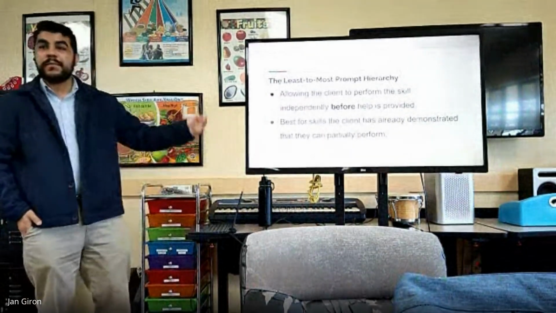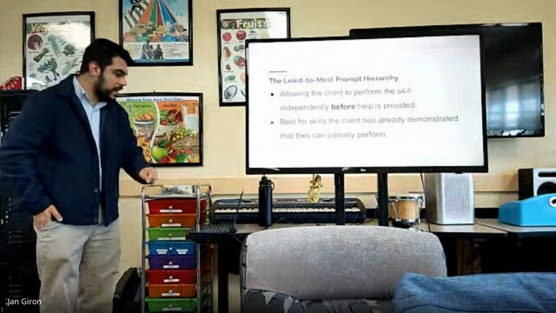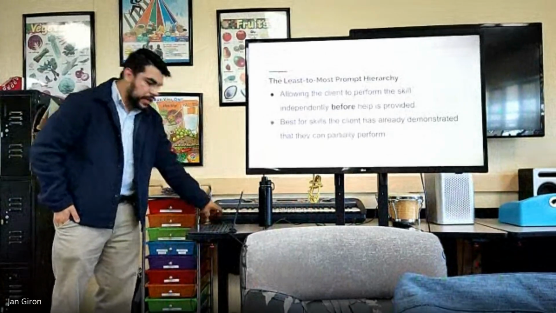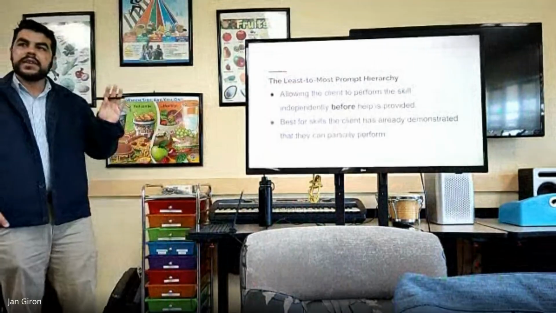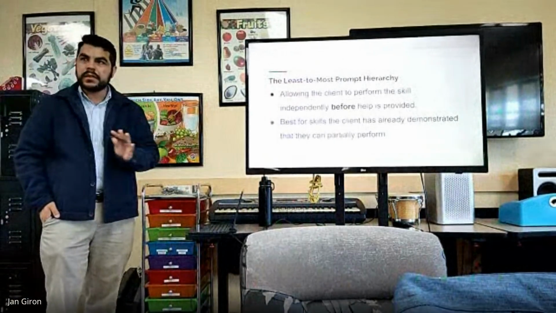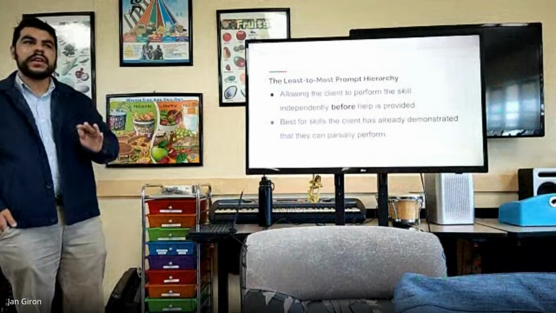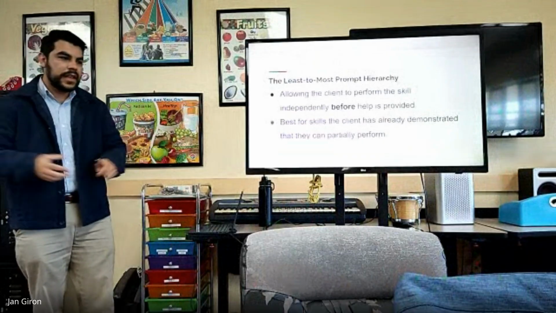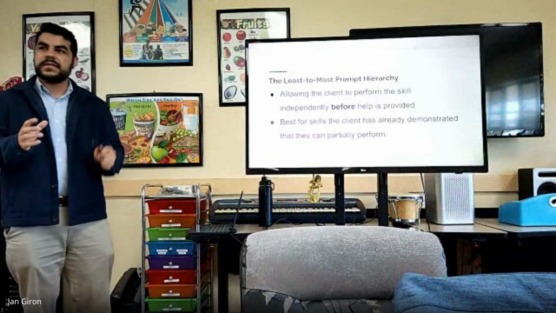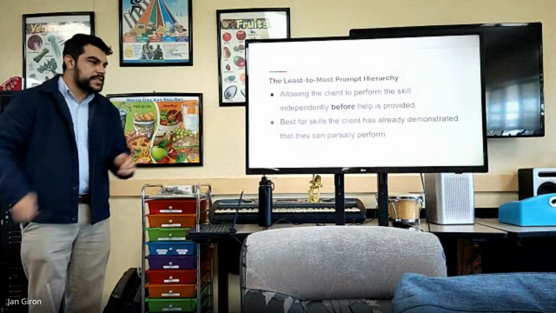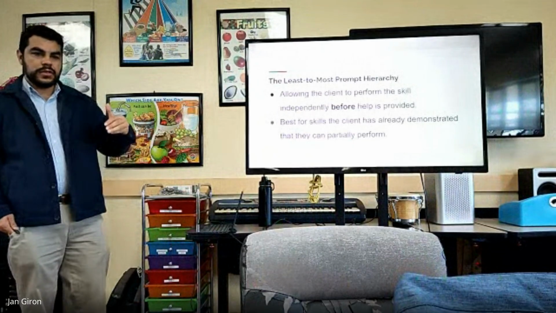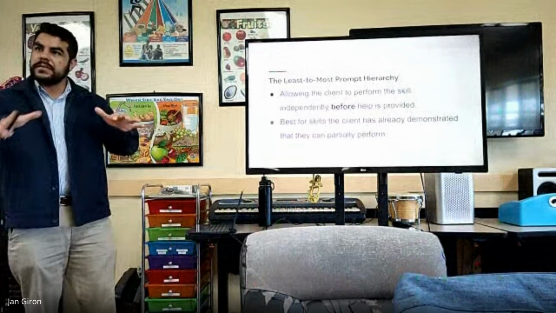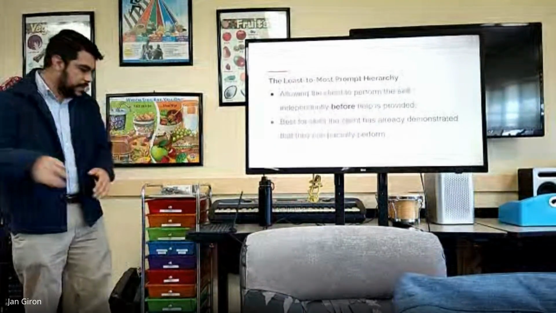Now let's go back down the hierarchy and talk about least to most. So here, we are already assuming that the skill or the goal is already under the client's repertoire. They are able to do it. However, they may still need some prompting to get it right. It's kind of the same idea as the total task chain, where you're prompting where you need to throughout the steps.